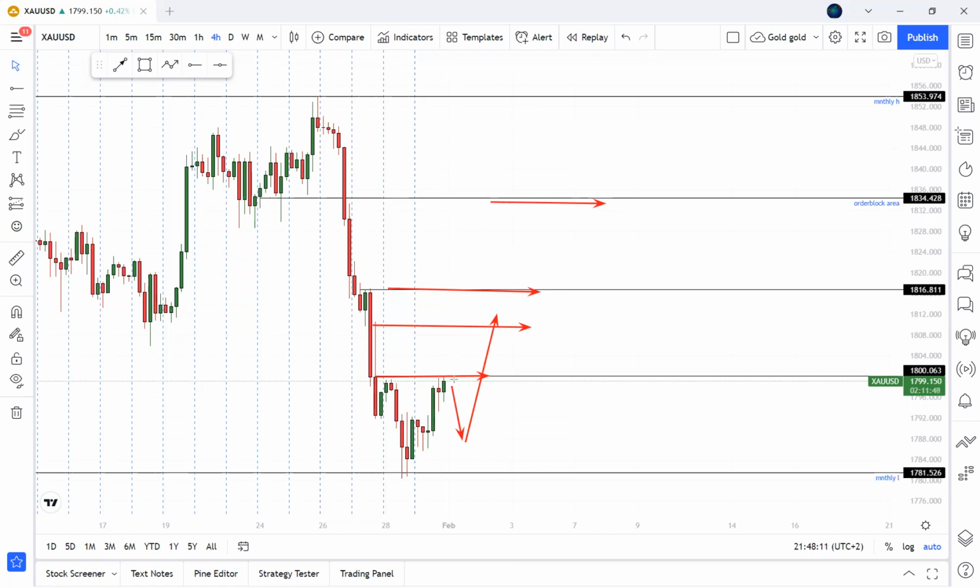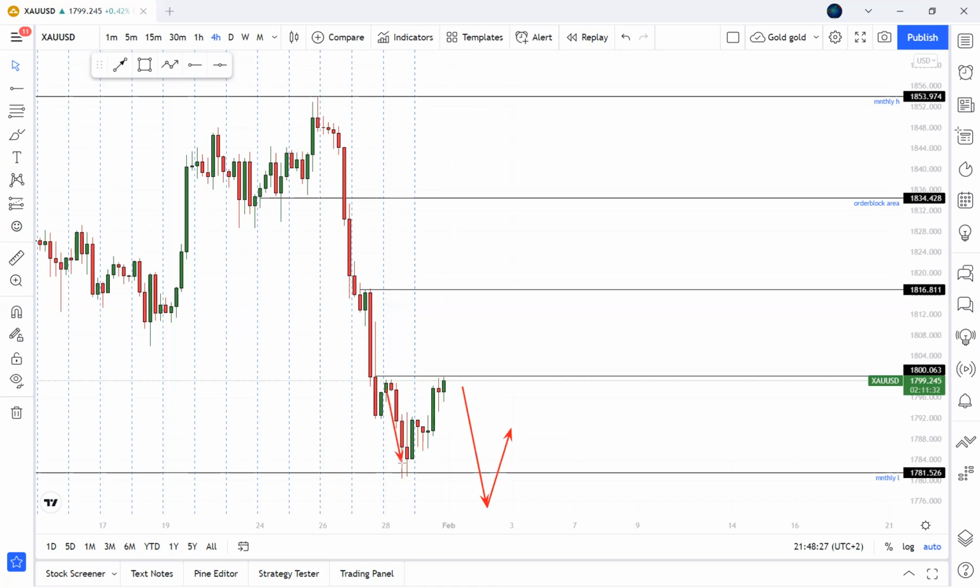It would even be best if price was to make a fake out at the bottom. That would even be perfect. And then we can see if it comes all the way low, right? And then it rejects and closes back into our range. This area has become our range.